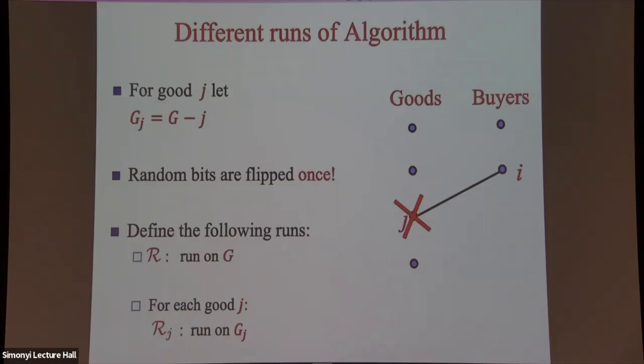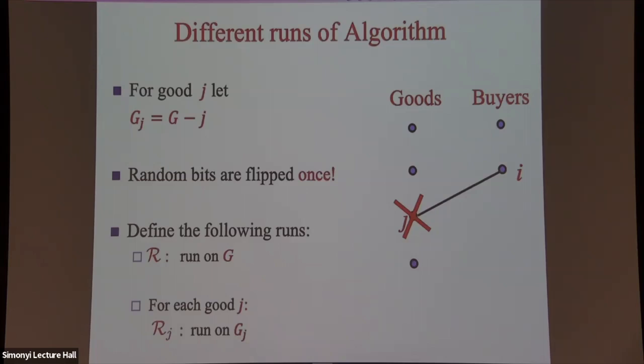Sorry, what does it mean to say random bits are flipped once? So step one is done once, and then you branch out. We're not going to flip coins again. And then you branch out into n plus one different runs. The first run is R, on G. The next n runs are on G sub j. And that's key. This is the key thing to do. You'll see how powerful it is in one moment. This is basically from the original paper itself. You can see a picture of this in the original paper, but all of that has become much more simplified and elegant here, thanks to all the previous authors.